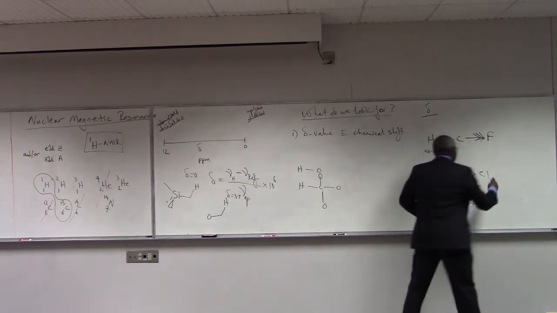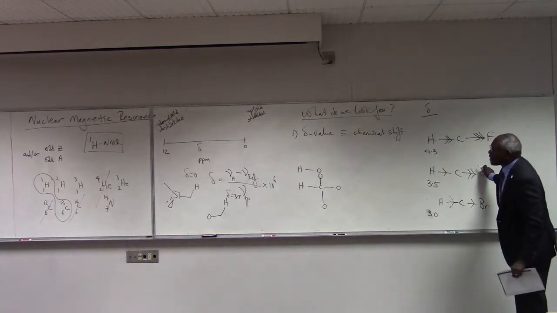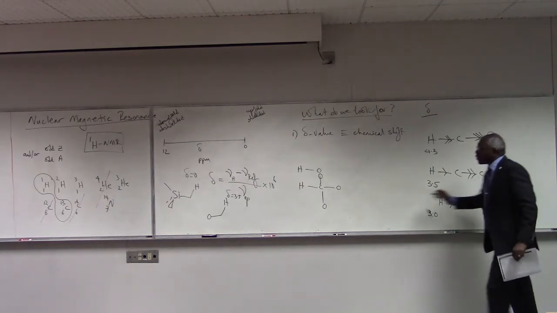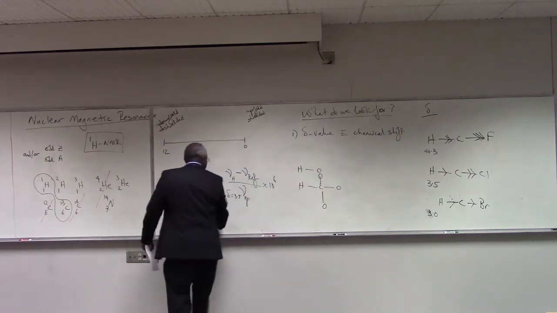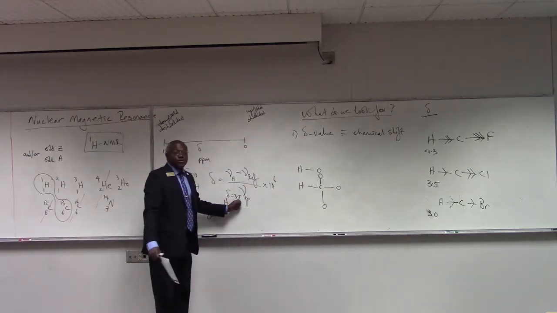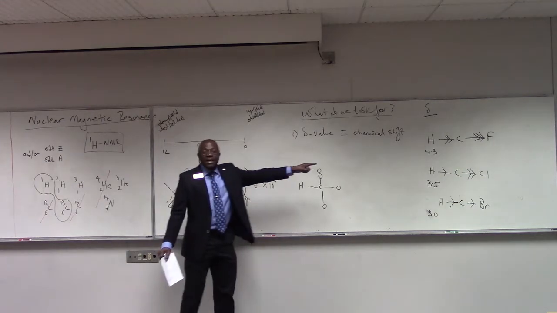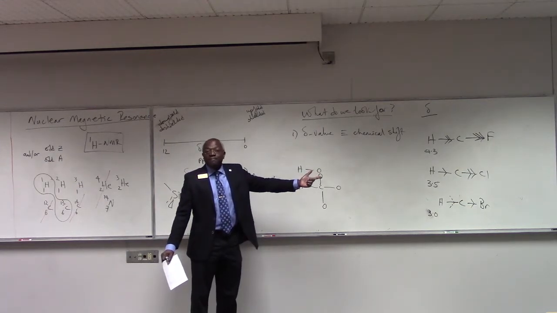Interestingly enough, the electronegativities of Cl and O are almost exactly the same. And so O attached to C attached to H is also at 3.5, right? Just like the Cl, because the inductive effect is about the same. Okay?